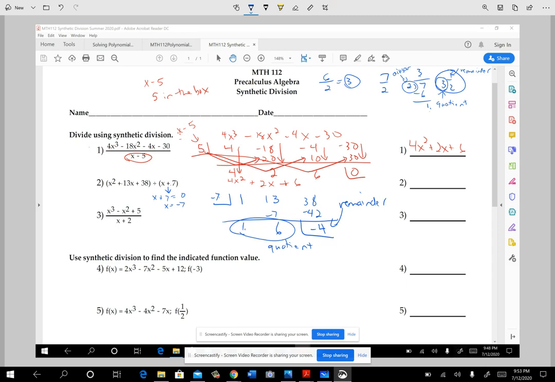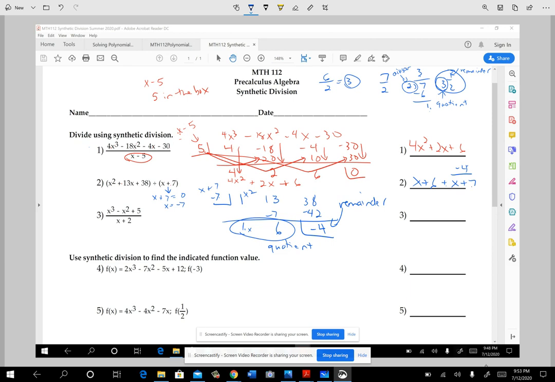So this winds up being, since this was an x squared and we were dividing by an x, this is going to be an x. So we wind up getting x plus 6 plus -4 over what we were dividing by, which was x plus 7. So if they're asking you to divide using synthetic division, it's written as the quotient plus the remainder over what you were dividing by.